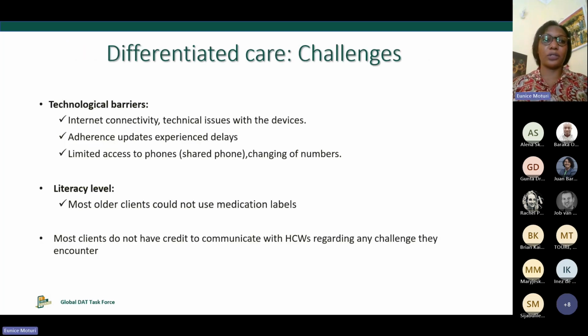Now, there are challenges we encountered when we were implementing the DAT. The first one was technological barriers, the internet connectivity. That was in both the medication label and those using the smart pillboxes. For example, patients living in areas with poor network could send the codes to the toll-free number using the medication label, but it could not be reflected on the adherence calendar, and they kept being sent reminder messages though they had taken the medication and sent the codes. That is just one of the internet connectivity issues.